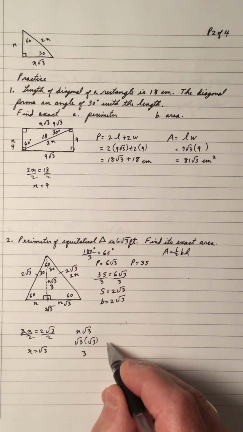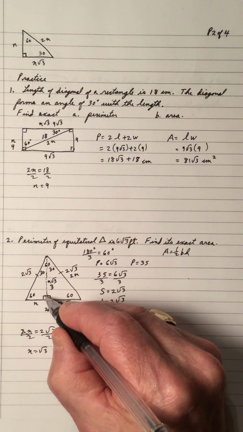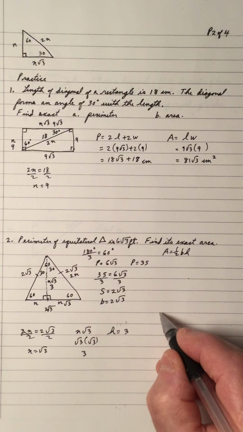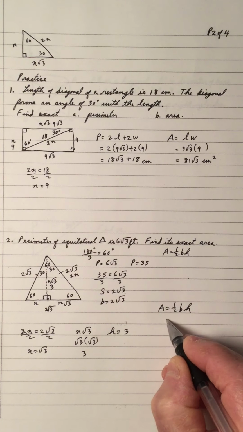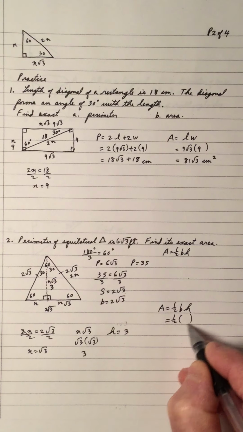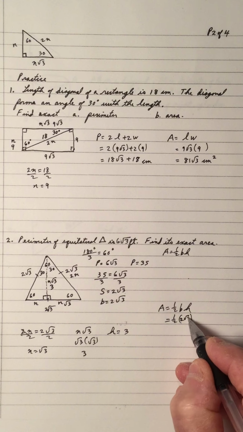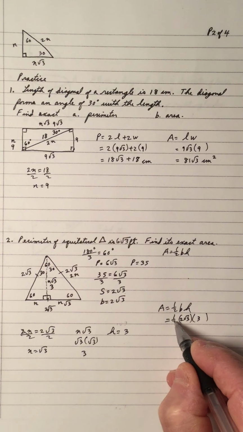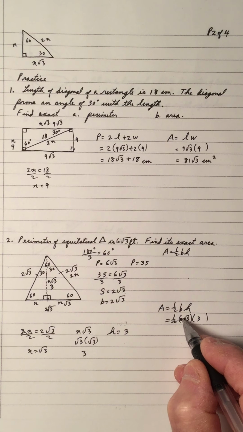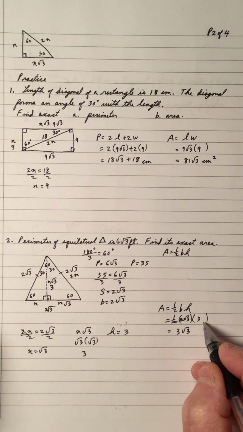So you notice that that's the height. The height is 3. So this side is the height, so the height is 3. So the area of the triangle is a half the base times the height, half. So the base is 2 root 3. And the height is a 3. A half of 2 is 1. They cancel. So you get 3 root 3 for the area.